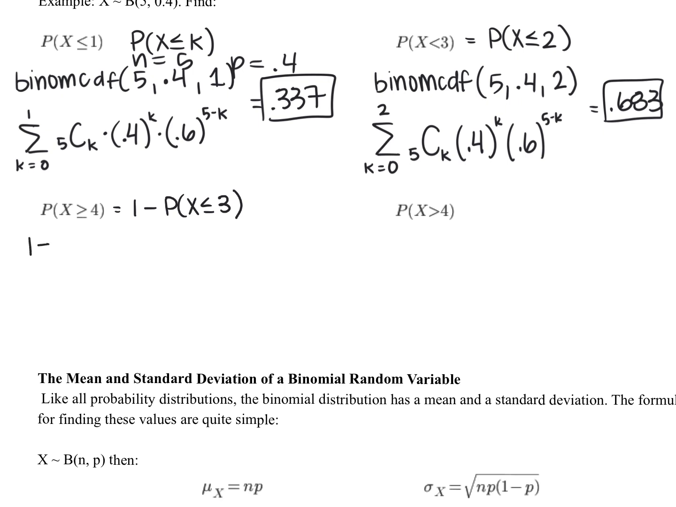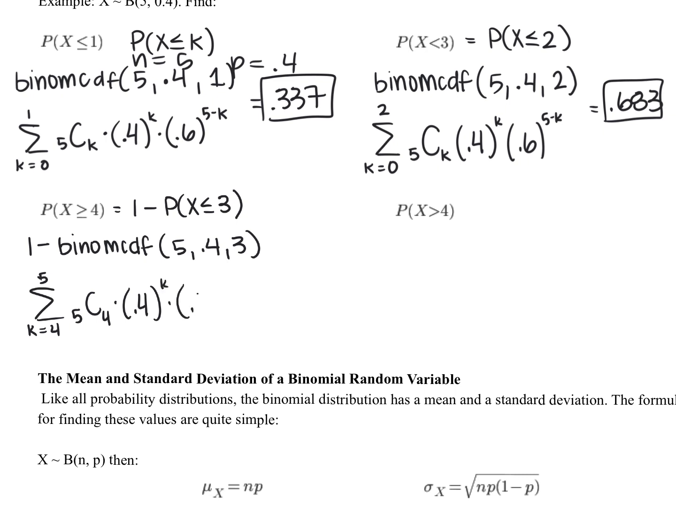So for the binom CDF, it's 1 minus binom CDF, and then we'll have 5, 0.4, 3. If I choose to do the summation, I'm going to do 4 to 5, and then we'll have 5Ck times 0.4 to the k times 0.6 to the 5 minus k. And again, both of these are going to result in the same answer of 0.087.